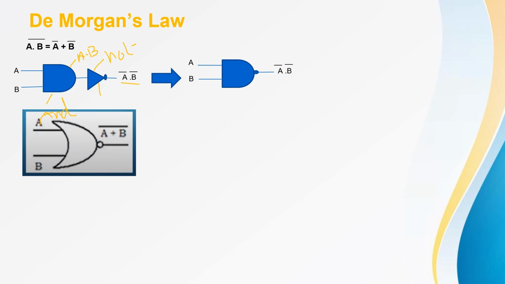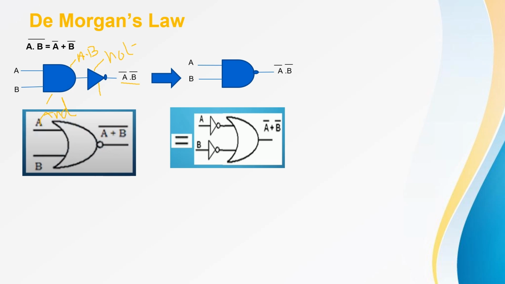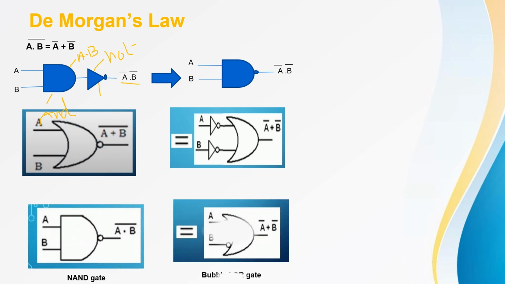Next, these A bar and B bar signals can be generated by passing the inputs A and B through a NOT gate, right? As we see, the circuit is equivalent to a bubbled OR gate, where the bubble inverts the input before the OR operation. That means as per the second law, this NAND gate is equivalent to a bubbled OR gate.